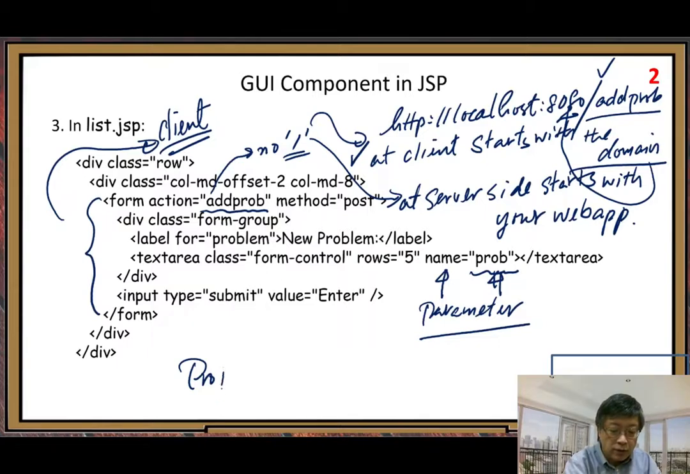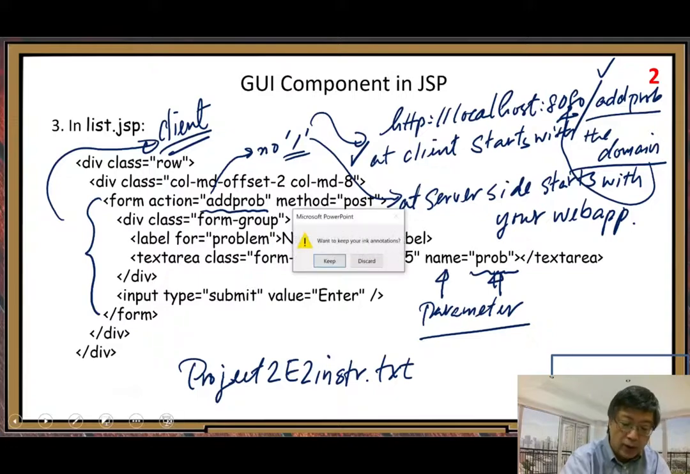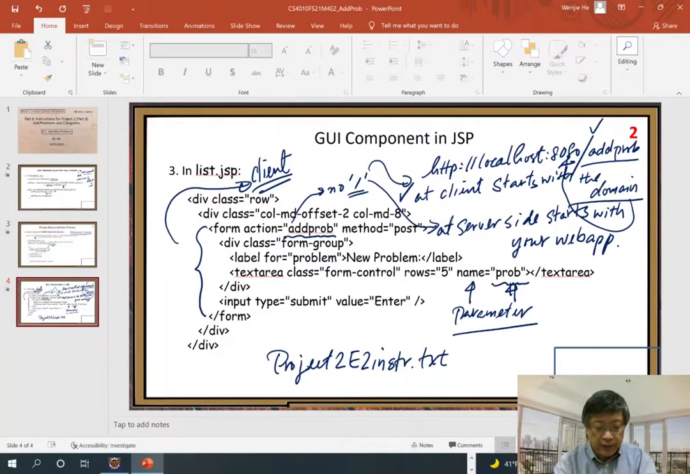But for you, you need to download the project, Project to E2, instruct.txt. Yeah, you can get the detailed instructions. All right, so let us work on it. We want to see the result.